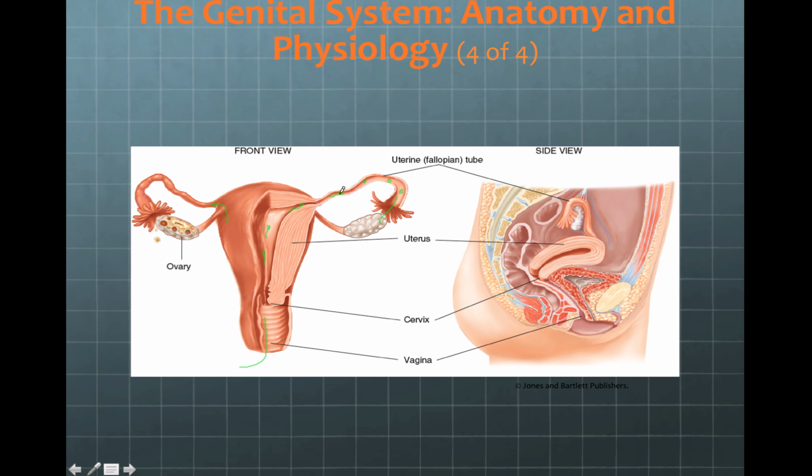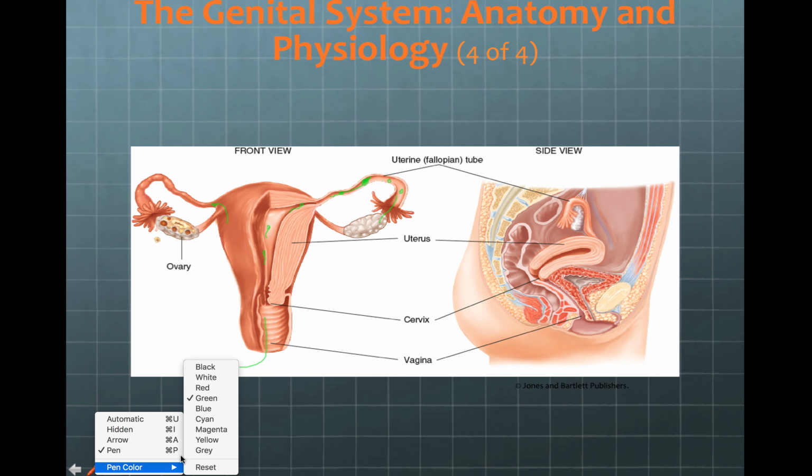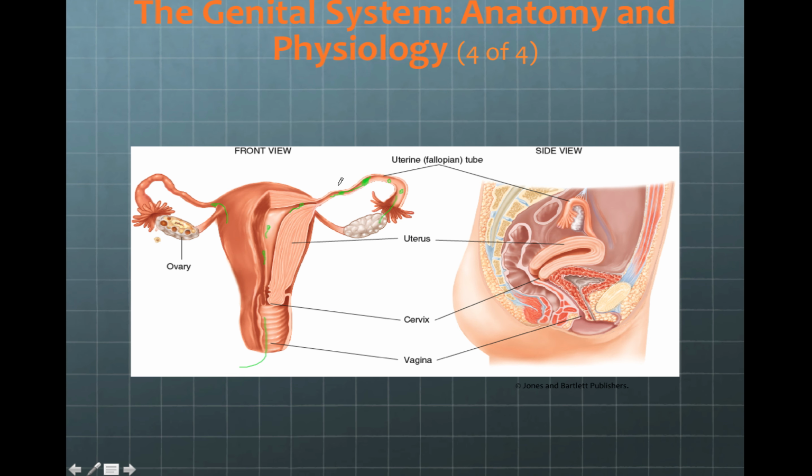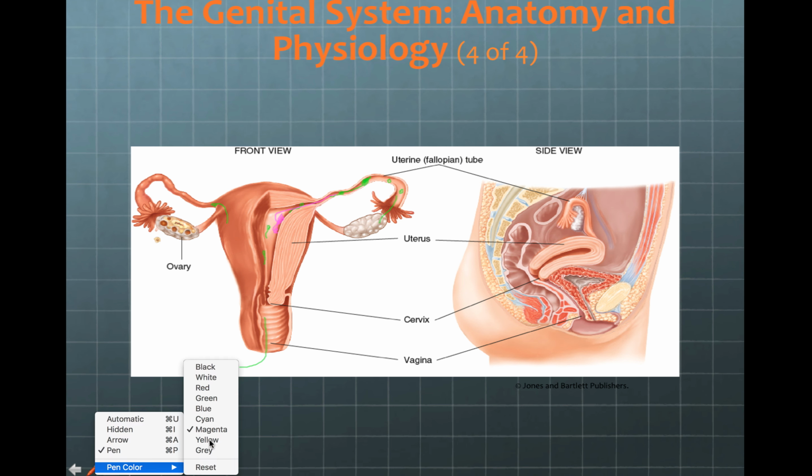And typically when the sperm cell reaches the egg and fertilization occurs, then that fertilized egg, which is a little bit larger, will begin to travel. And let's change the pen color. The fertilized egg will then travel through the tube and attach in the uterine wall. And then over time a placenta will develop, and then a fetus will develop from there. All right.